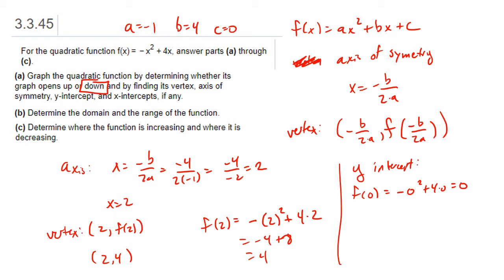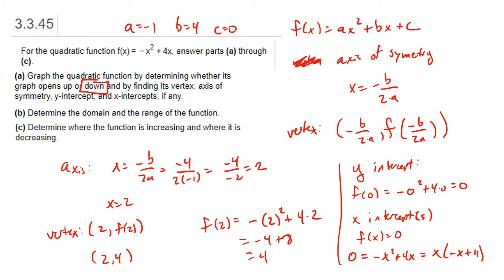So the y-intercept is just 0. The x-intercept, or possibly intercepts, is what happens when you solve f of x equals 0. So I end up with 0 equals negative x squared plus 4x. Observe I can factor an x out of this, okay? Leaving behind negative x plus 4.